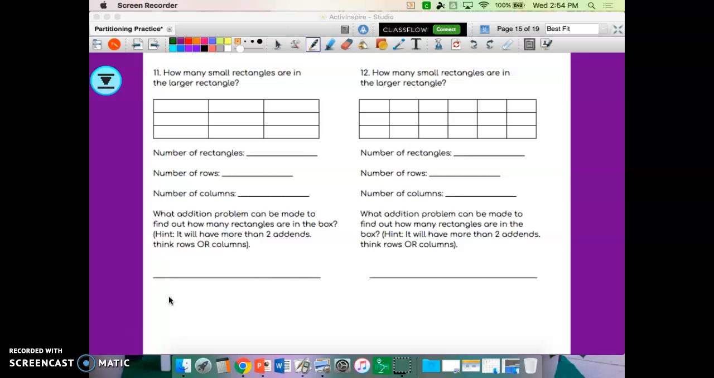So when they first look at this, I told them to first go through and number your rows. So I have numbered my rows, and then go through and number your columns. So I've numbered my rows and my columns. And then count how many rectangles you have in that big rectangle. So 1, 2, 3, 4, 5, 6, 7, 8, and I told them to write the last number, 9.